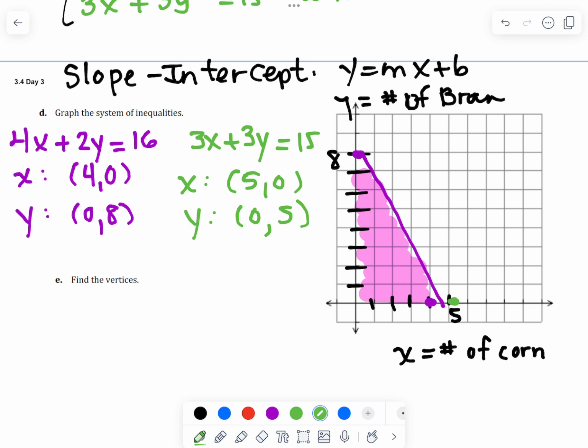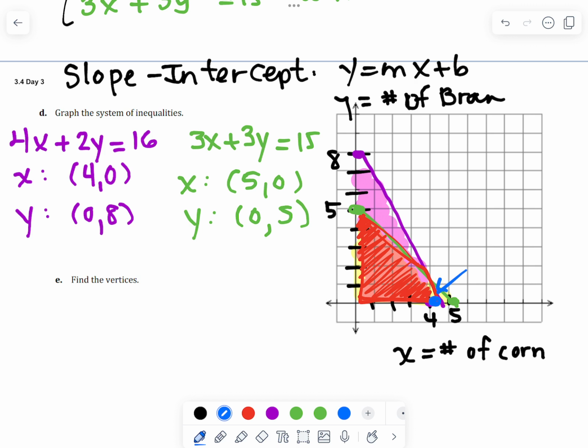Next one, 5, 0 and 0, 5. And then we shade less than. The overlap, which will be the feasible region, is right in the red. And then we identify our vertices.